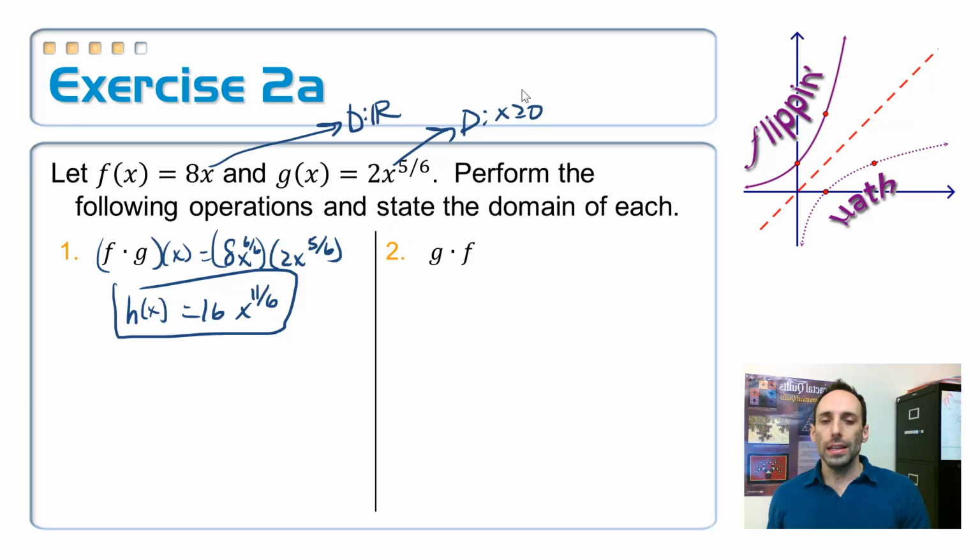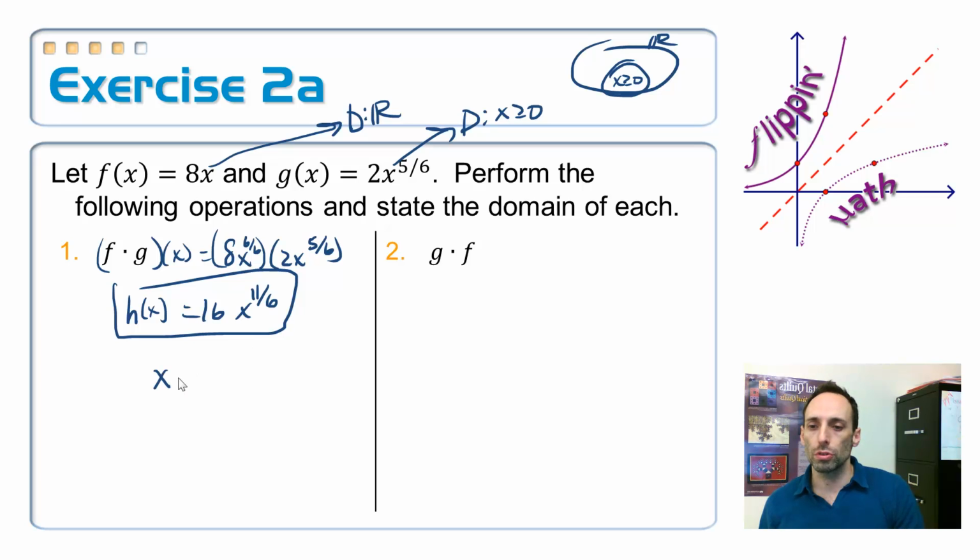So I need, like, here is the all real numbers part, and then for g of x, this is x is greater than or equal to 0. That part's inside of the all real numbers. I have to take that smaller part, the more restrictive part. So x is greater than or equal to 0. There's its domain. Okay, g times f of x.